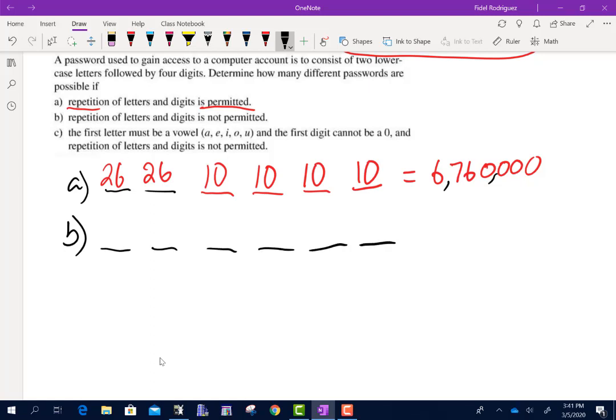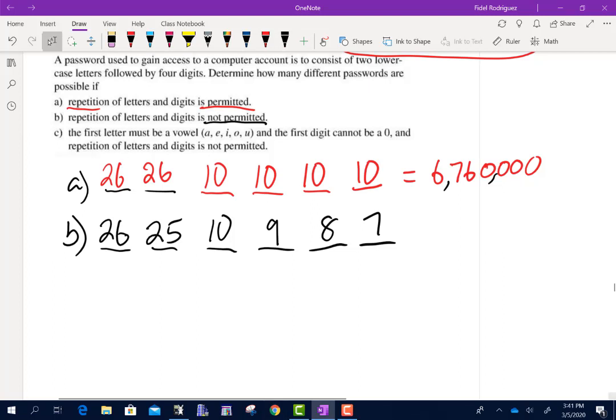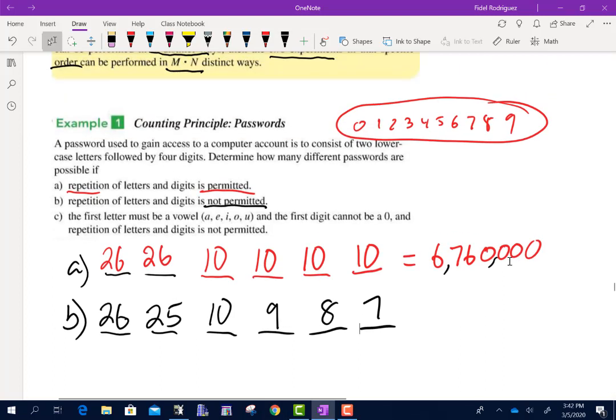Part B says repetition of letters and digits is not permitted. So we have 26 letters to choose from. Because we cannot choose the same letter twice, now we only have 25. Okay? When it comes to the digits, we have 10, and then we have 9, 8, and 7. Because once we use a particular digit, we cannot repeat it. Okay? So again, what that would sort of mean, guys, let me scroll a little bit here. If I were to use a 6, now I only have 9 digits to choose. And then I choose a 3, now I only have 8 digits to choose, so on and so forth, right?